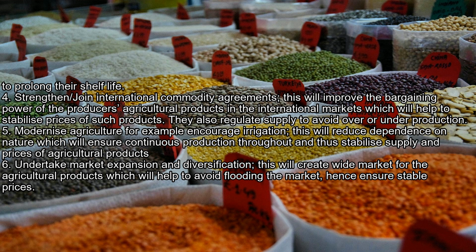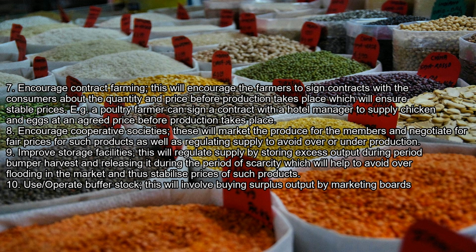This will reduce dependence on nature, which will ensure continuous production throughout and thus stabilize supply and prices of agricultural products. 6. Undertake market expansion and diversification. This will create a wide market for the agricultural products, which will help to avoid flooding the market, hence ensure stable prices. 7. Encourage contract farming. This will encourage the farmers to sign contracts with the consumers about the quantity and price before production takes place, which will ensure stable prices.